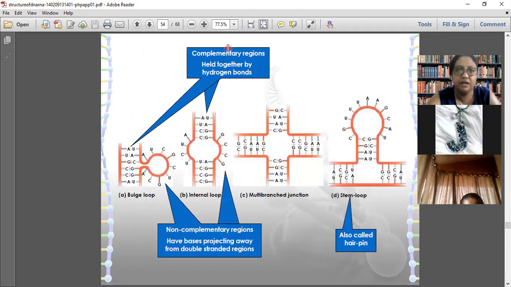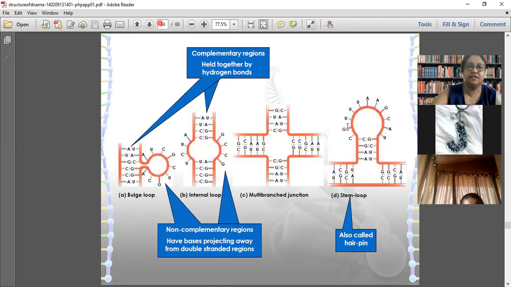Actually, let me tell you one fact. Although RNA is single-stranded, many a time it is observed that it cannot exist as a straight wire. It needs to pack itself. So in this image, you can see that various types of loops are possible in case of RNA.